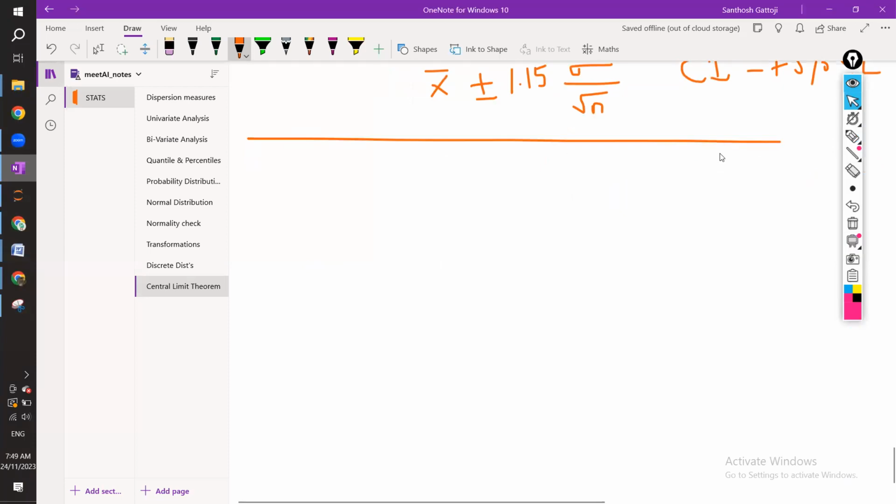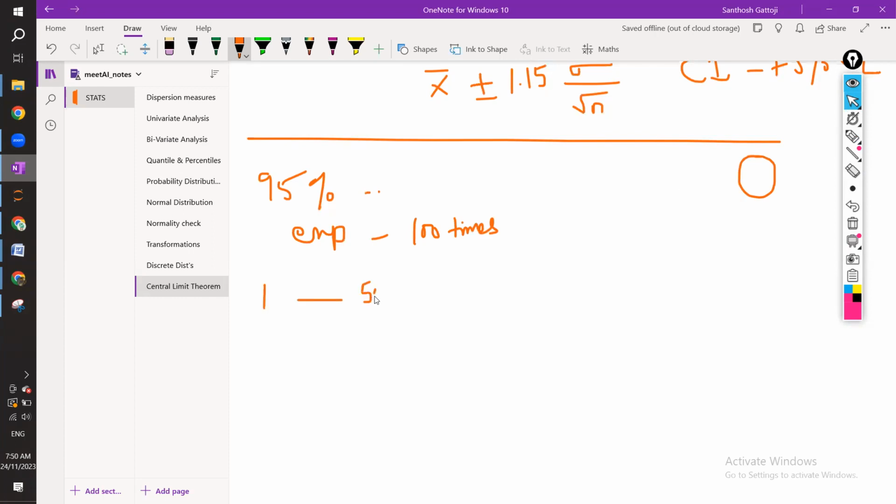When I'm saying 95% confidence, that means if I conduct an experiment 100 times, what does this mean, guys? 100 times I'm taking random samples. What is my experiment? Taking random samples from a population. Let's say first time, I'm taking 50 samples.